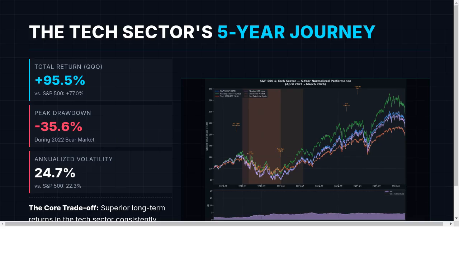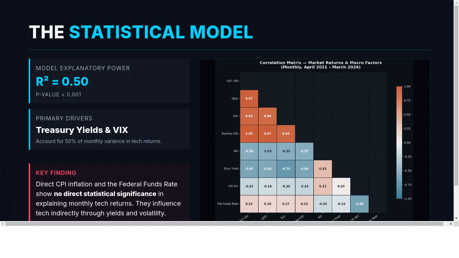Now, let's look at how we've modeled these drivers statistically. Our statistical model reveals a compelling insight. 2 macro variables, Treasury yields and market fear, account for a full 50% of the monthly variance in tech sector returns. This is a highly significant finding, with our model achieving an R-squared of 0.50 and a p-value below 0.001. Specifically, changes in the 10-year Treasury yield and the VIX, our measure of volatility, are highly significant drivers.